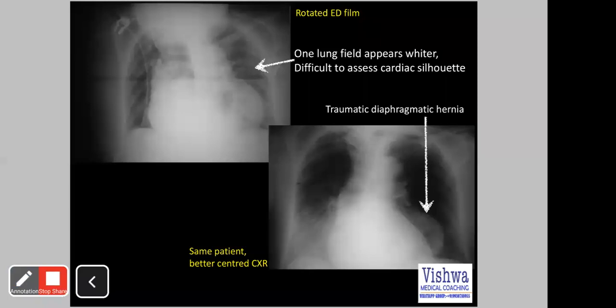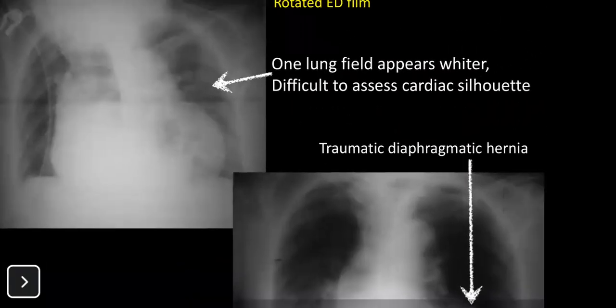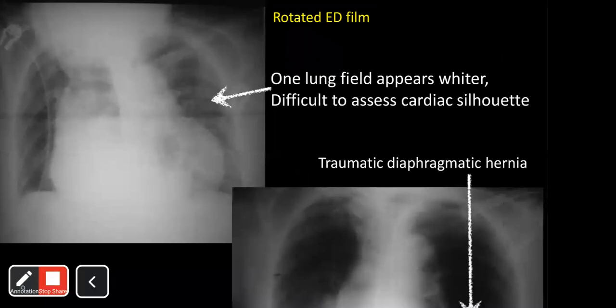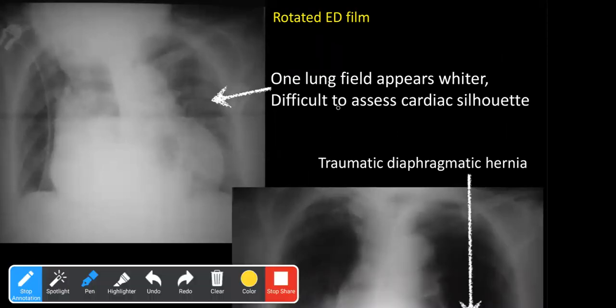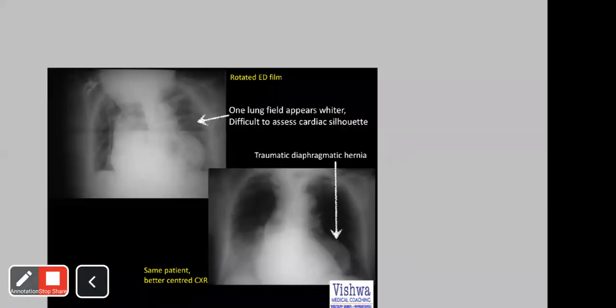If you can see some of the rotated views, in case of a rotated view, you can see how mistakes can happen. In the rotated film, one lung field appears whiter, the other lung appears darker because it was completely rotated. The heart looks so big because, again, it is a rotated view.